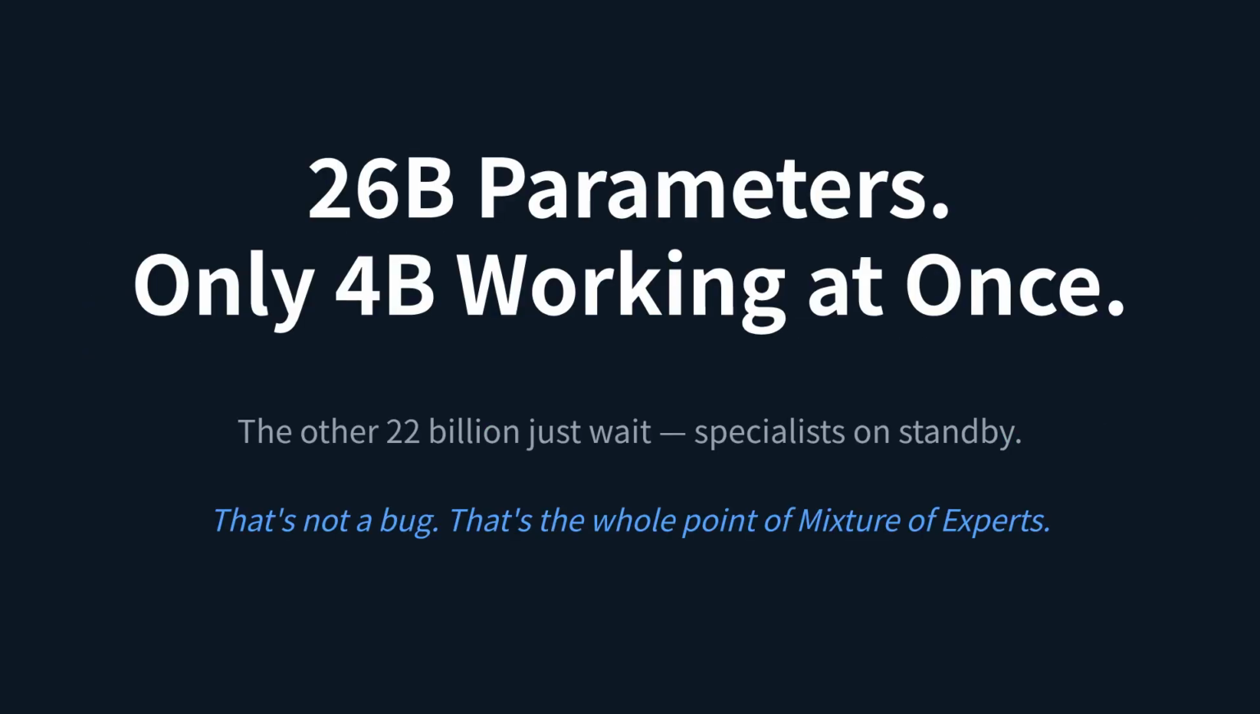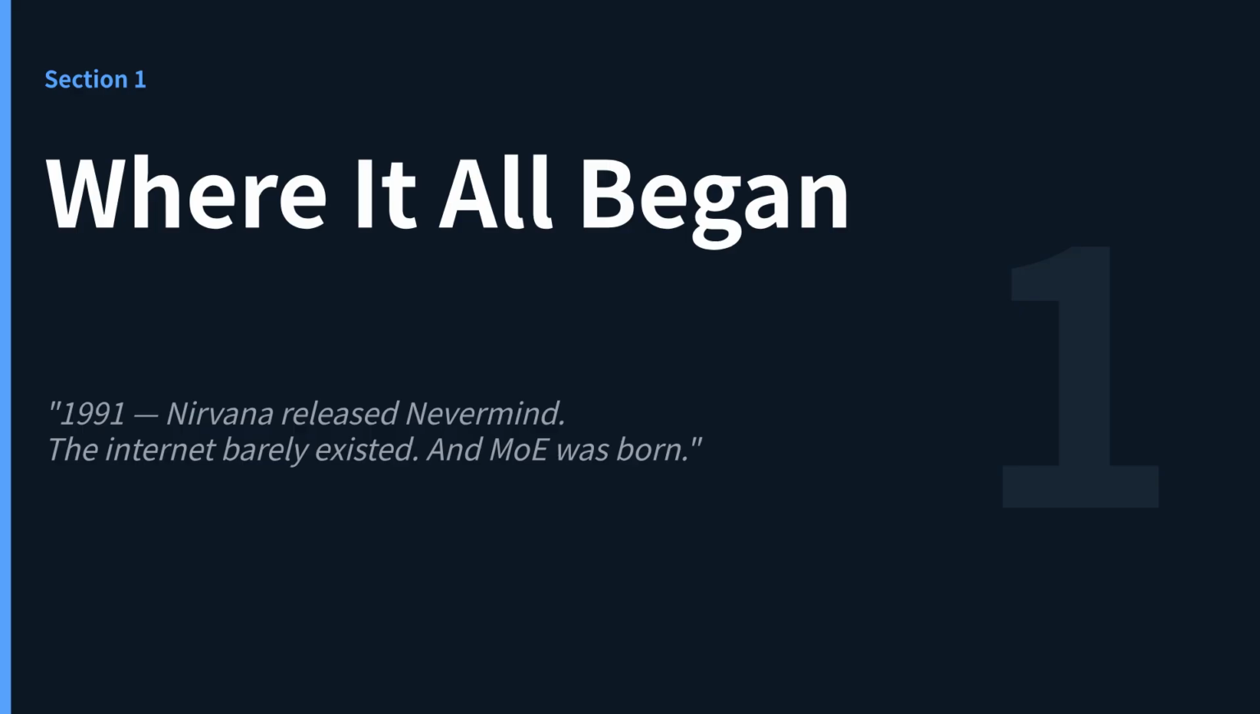So here's the mind-bending idea. You have a model with 26 billion parameters, but at any single moment, only 4 billion of them are doing actual work. The other 22 billion are just sitting there, waiting. That's not a bug. That's the whole point. This is what mixture of experts means. Instead of one giant brain that does everything, you have a team of specialized experts. And for each piece of text that comes in, only a few of the most relevant experts are called upon. The result? You get the knowledge of a 26 billion parameter model at the computational cost of a 4 billion parameter one.